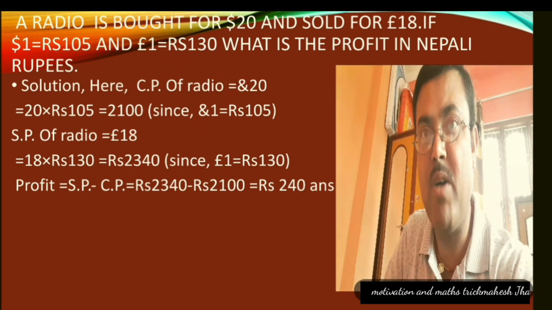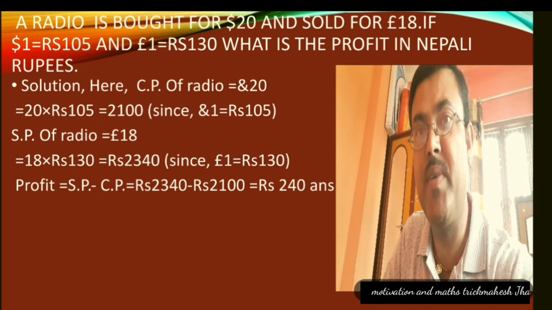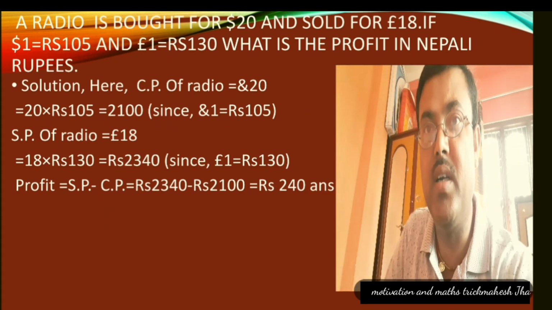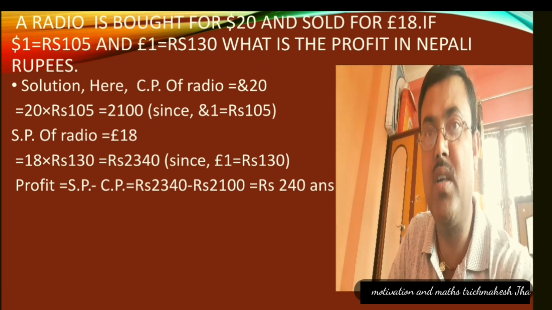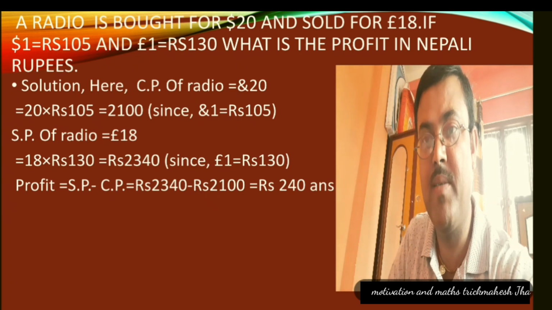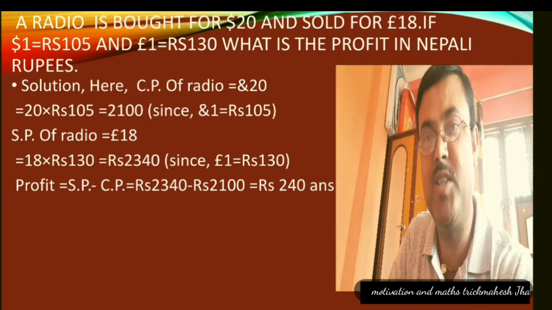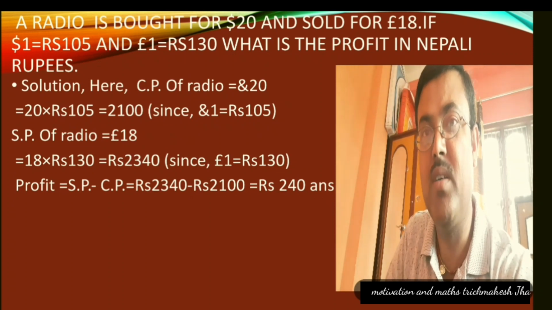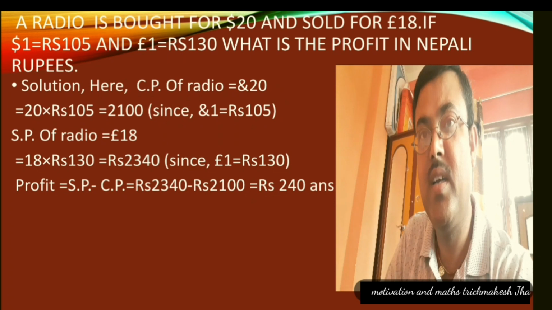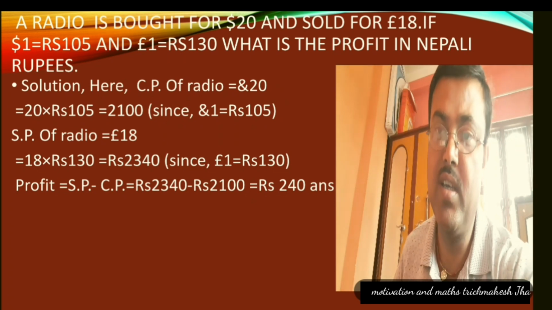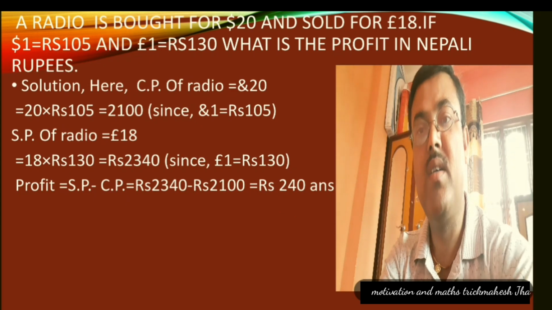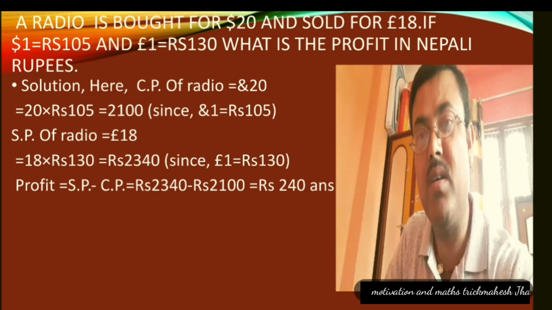And the SP is given in pounds, so the pounds are also converted into Nepalese rupees. Then the SP becomes 18 into 130, that means rupees 2340. Now you have both CP and SP in Nepali currency, so you can find the profit. Profit equals SP minus CP. Here rupees 2340 minus rupees 2100 gives rupees 240. That is the profit while converting dollars.